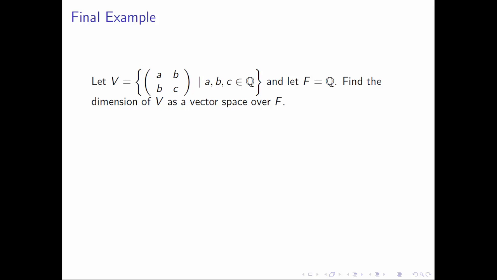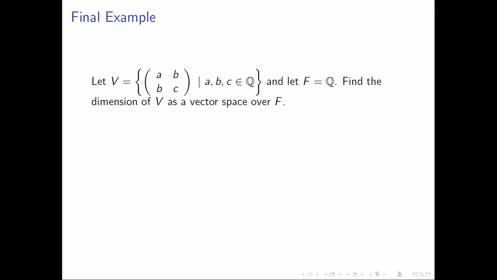Last but not least, I just want to give a final example dealing with how to find the dimension of a vector space if it's finite dimensional. Typically the easiest way to show what the dimension of a particular vector space is, is to just exhibit a basis and look at the size of that. Prove that you have a basis and then just count the number of elements in your basis.